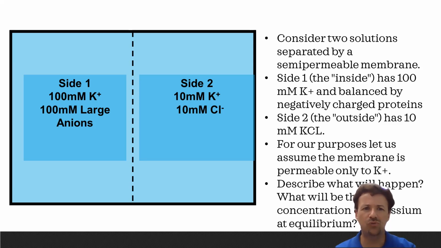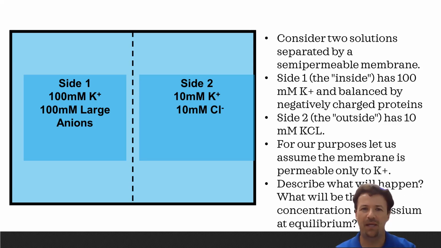Now, according to diffusion, substances are going to move from an area of high concentration to an area of low concentration. So we would expect the potassium to move from side 1 to side 2. That makes a lot of sense. And if nothing else was involved, if there was no other situation that we had to consider, we could say that at the equilibrium point, you should have approximately 55 millimoles of potassium on one side and 55 millimoles of potassium on the other side.